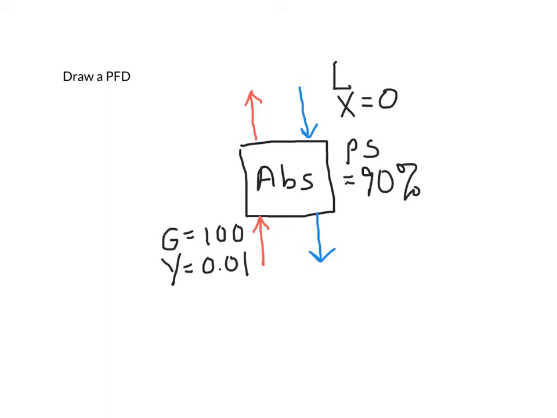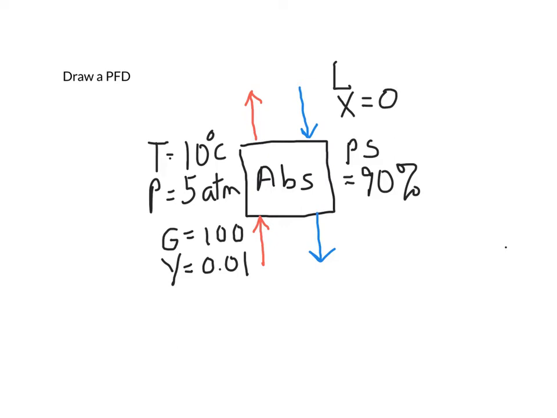The absorber operates at T equals 10 degrees C, and the pressure is 5 atmospheres. For absorption, generally you want to operate at lower temperatures and higher pressures so that the equilibrium favors the solute going from the gas to the liquid.